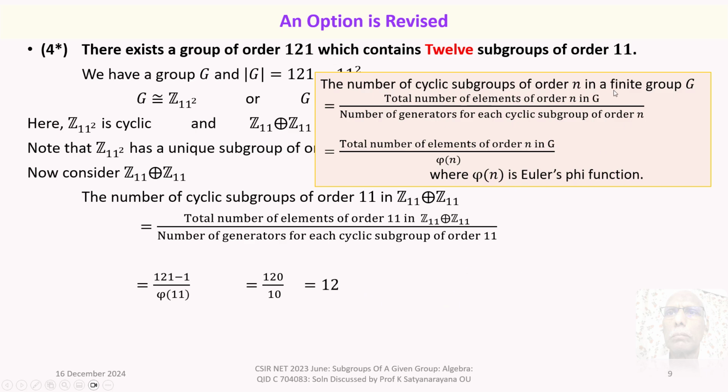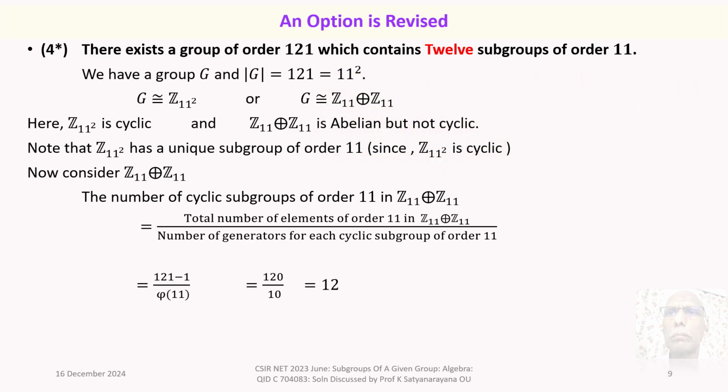So there will be 12 subgroups of order 11, I can say. The revised option 4, that is 4 star, is true. For that there is a formula I wanted to tell you. For that reason, I have revised one of the options.